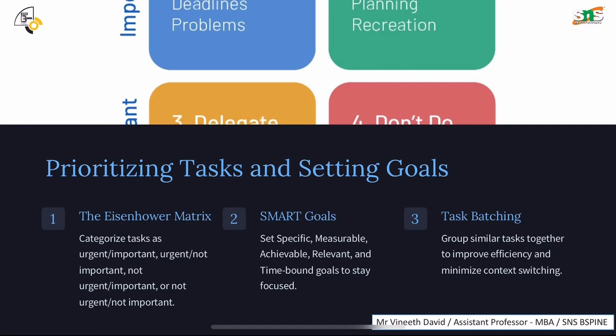SMART goals: set specific, measurable, achievable, relevant, and time-bound goals to stay focused. Task batching: group similar tasks together to improve efficiency and minimize context switching. So, we have gone through how we should maintain our time in our projects. This is how we should follow everything in our time management, so that people can easily get into the projects and work according to the steps, and we can easily make a sequence of flow and monitor how much of the project is completed.